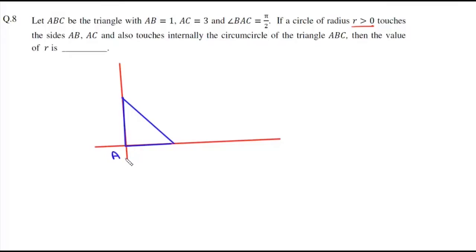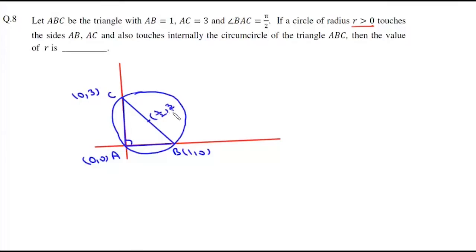Now angle A is 90, so this is A, this is B, and this is C. Now suppose A is at origin, B is at (1, 0) and C is at (0, 3). And if we take its circumcircle, we know that the center of the circle will be the midpoint of BC. So this center will be (1/2, 3/2). And the length of BC is root 10, which is the diameter of the circle. So the radius of this circle will be root 10 by 2.